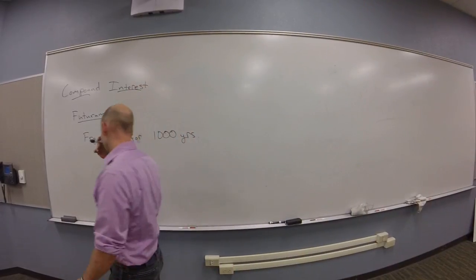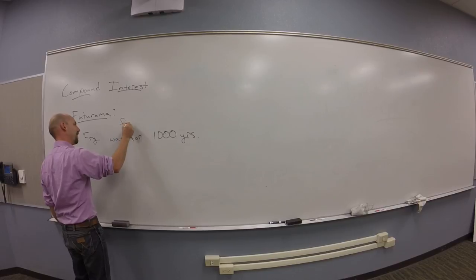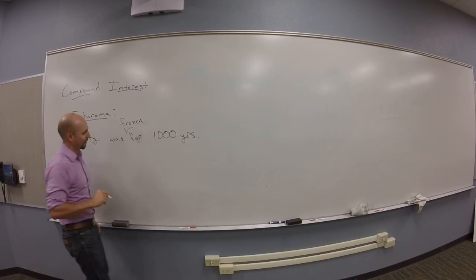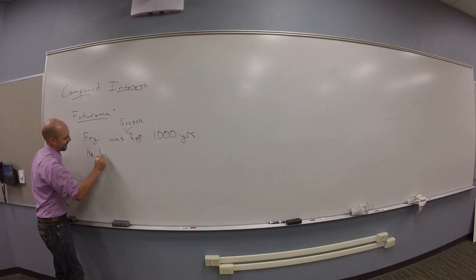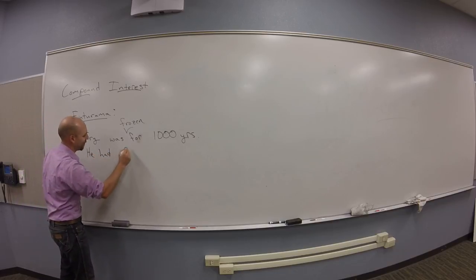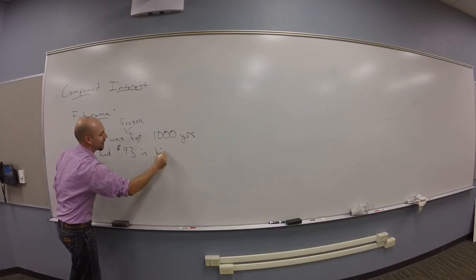All right, so Fry was frozen for 1,000 years. He had 93 cents in his savings account.